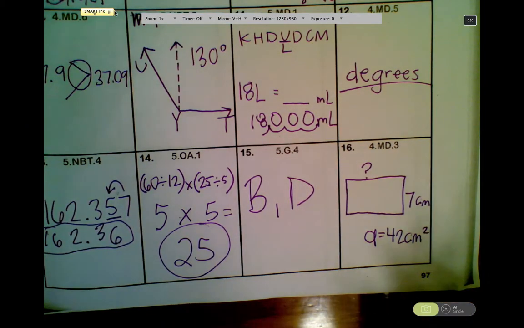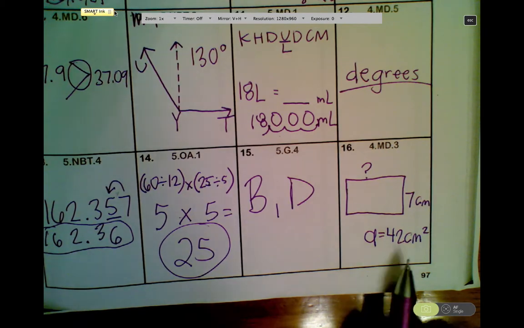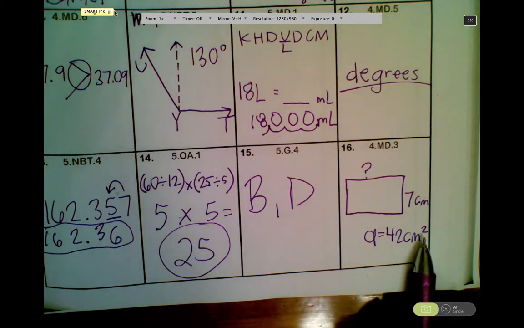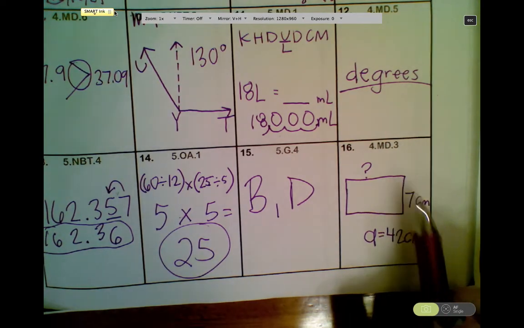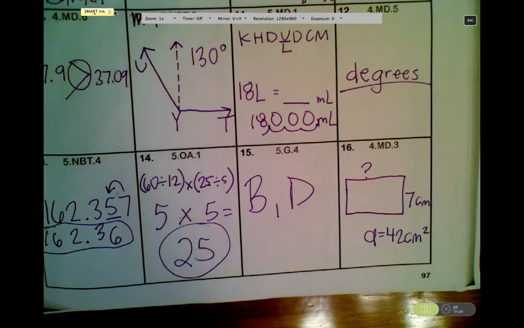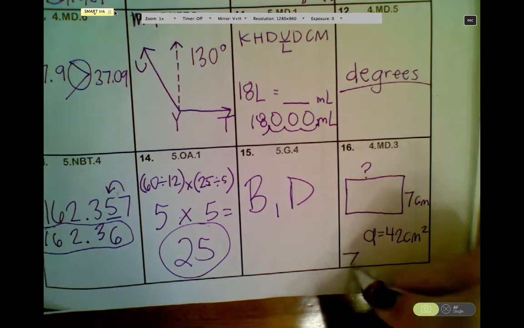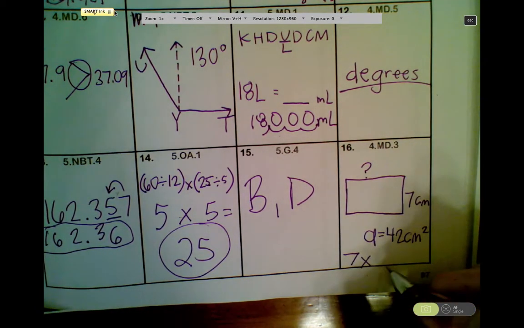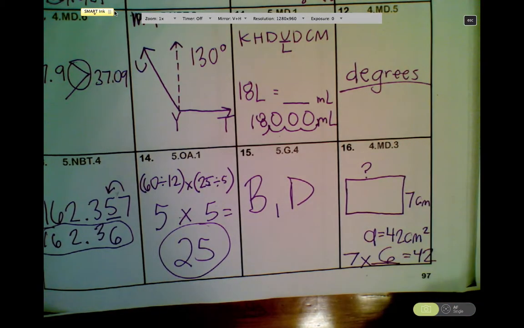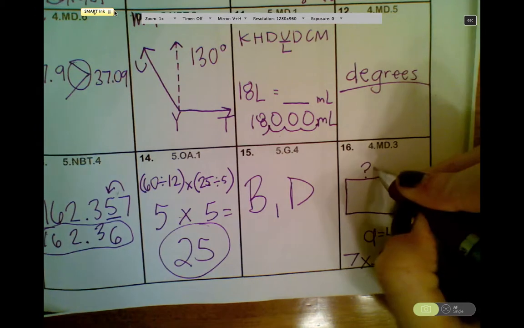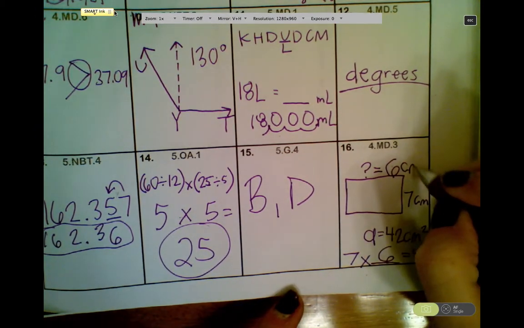And number 16, find the area of a rectangle is 42 centimeters squared. The width of one of the sides is 7 centimeters. Find the length. Label your answer. Well, I know that 7 times 6 is 42. That means that this measurement must be 6 centimeters.